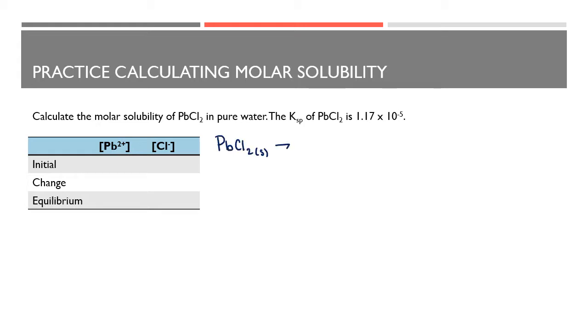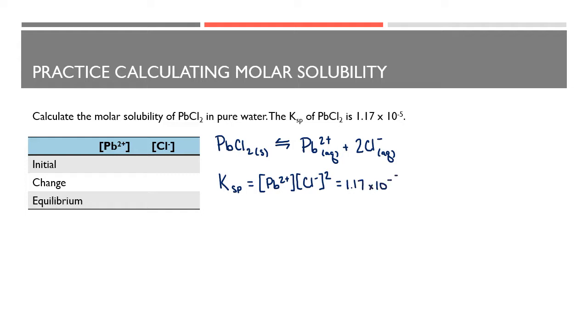So I'm going to set up this dissolving equilibrium equation. We have the solid lead chloride on the left and the ions in aqueous solution on the right. Notice how we have 2 chloride ions. That stoichiometry is going to come into play in a little bit. So the PbCl2 breaks apart into 1 Pb2+ ion and 2 Cl- ions. Our Ksp is equal to the product of these 2 ions. So multiply them together. We have Pb2+ and the concentration of Cl- squared because of that coefficient there. That is equal to 1.17 times 10 to the negative 5th.